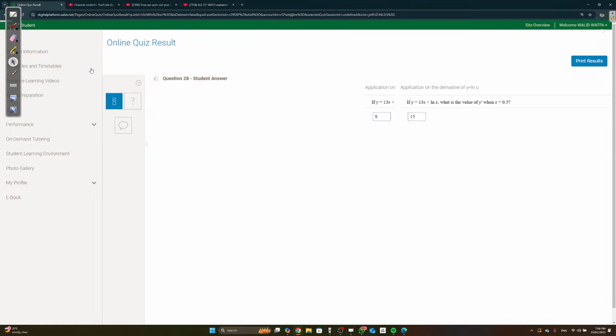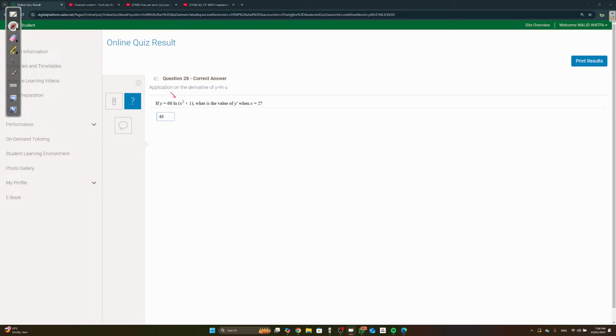Okay, last question, 28. If y is equal to 16 ln of x squared plus 1, what is y prime when x equals 2? This is when you use u. Is this x? No. So we call it what? U. And you apply what? U prime over u to derive. Type, whenever you have a constant, you just throw it to the side when deriving. Ln of x squared plus 1.